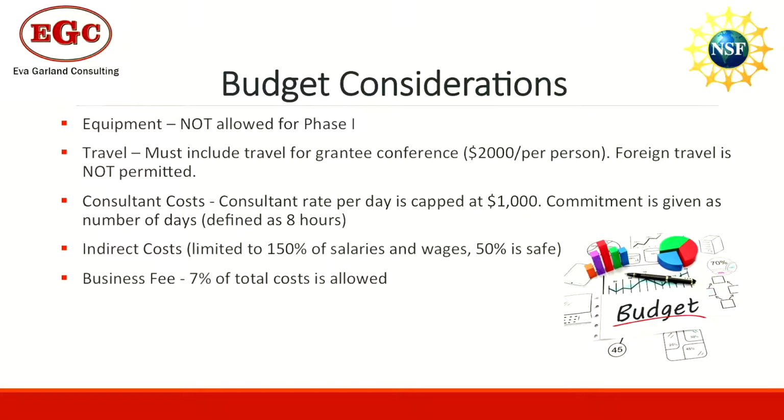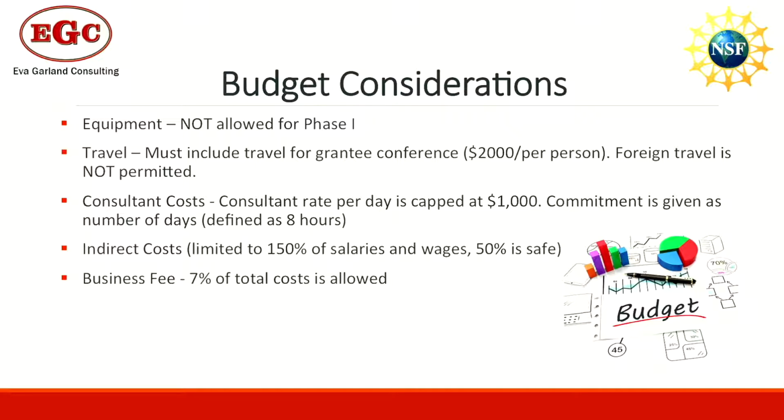So some budget considerations. Equipment is definitely not allowed in a phase one. In the travel section, you need to include travel for a grantee conference, up to $2,000 per person. So NSF makes you go to DC. Foreign travel is not permitted. As opposed to NIH, where consultant costs are not capped, they are capped for NSF, and the consultant rate per day is capped at $1,000.